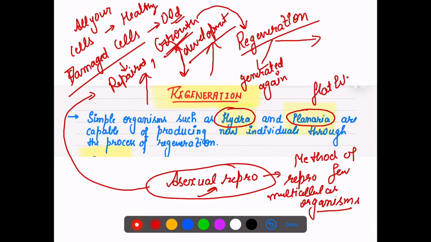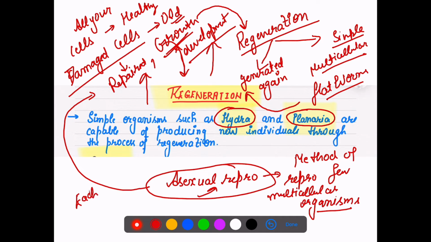These are all animals, right? If you just look at them, these are all multicellular organisms, but they are simple also. So in these organisms, the method of reproduction is regeneration. It means each body part is capable of reproducing a new individual. Through which process? Not fragmentation, not spore formation. It is regeneration.